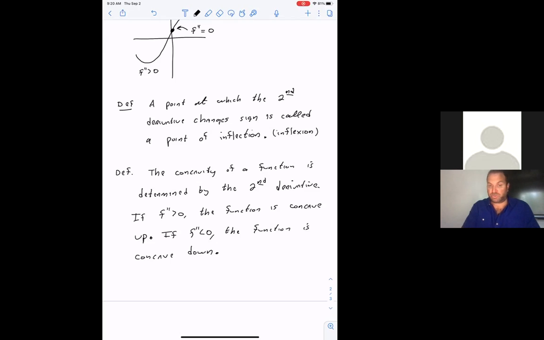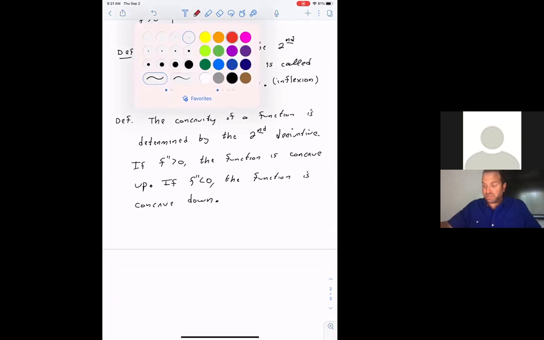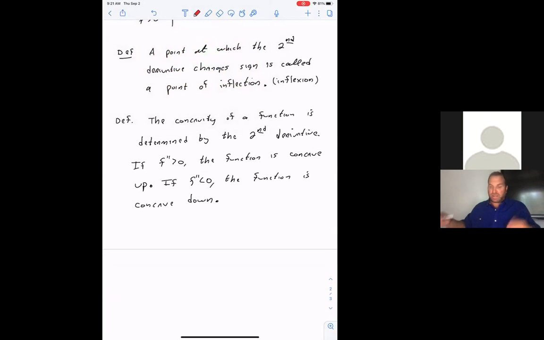And a point where the second derivative is 0 may or may not be a point of inflection. Remember, it's not defined in terms of its value. It's defined in terms of the second derivative changing sign. So if on one side of the point the second derivative is negative, and on the other side of the point the second derivative is positive, we would call it a point of inflection. Second derivative being 0 may or may not occur.